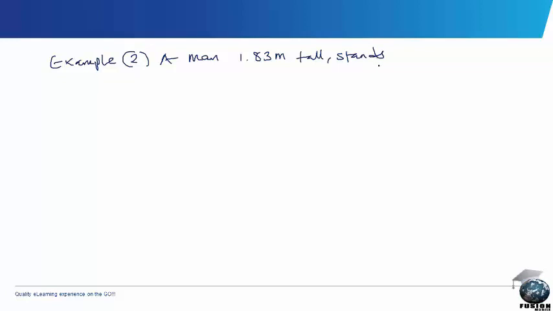Taking on the next example, I was worried about the outcome, so I had to come back to resolve it. I was so worried. We'll be taking the next example. Example 2 states that a man who is 1.83 meters tall stands at a distance of 14.8 meters away from the base of a tower.